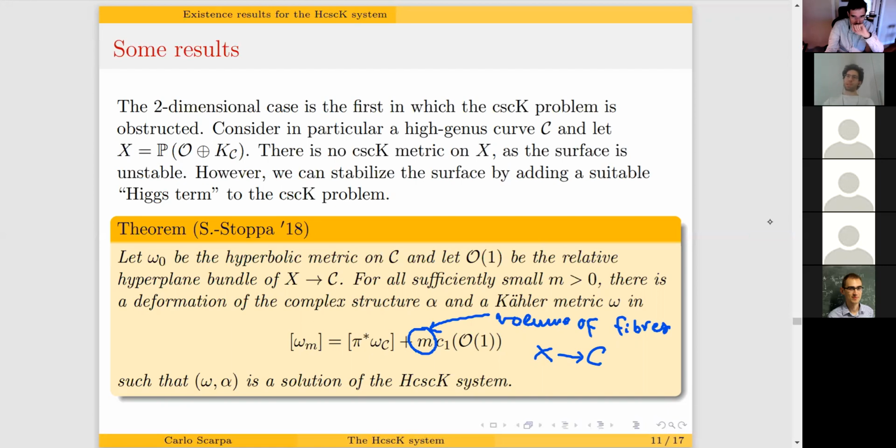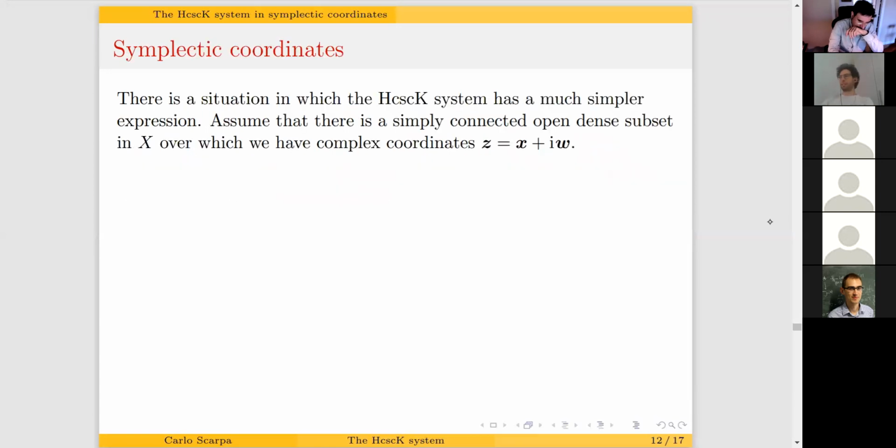Okay, so these were our first results on the system, but maybe some more interesting things can be said in a special situation where the system is written in symplectic coordinates. So these are some more recent results that we have on the problem.